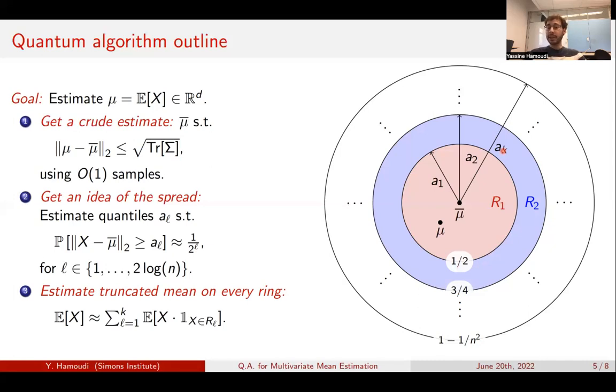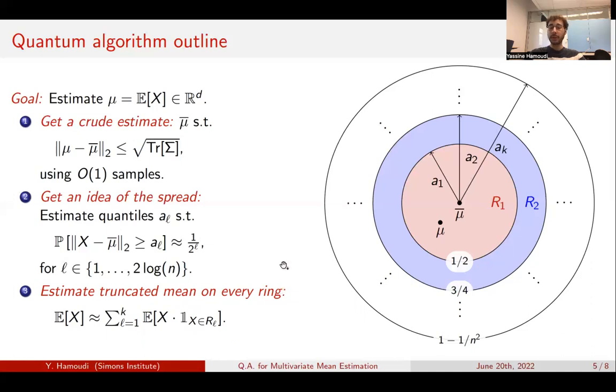You may notice that we do not try to estimate the expectation outside the larger ball. The reason is that we can show that outside this larger ball, the contribution to the expectation of x is going to be negligible. We can just discard this part of the distribution. So I will explain how we can estimate each of those truncated expectations. And again, it will require using the quantum input model.